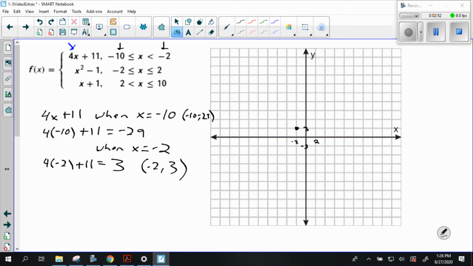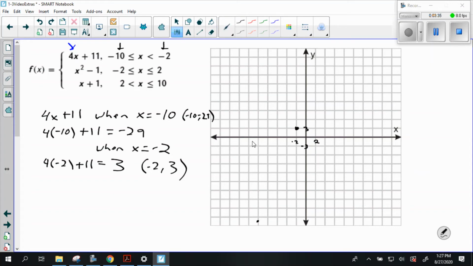So we got negative 10. So 2, 4, 6, 8, 10. And then we'll be at negative 29. So from there, we're going to go 1, 2, 3, 4, 5, 6, 7. That takes us to 21. 8 takes us to 25. 9 takes us to 27. So somewhere right there is going to be our other point. Fantastic. So we found the 2 points for this one.